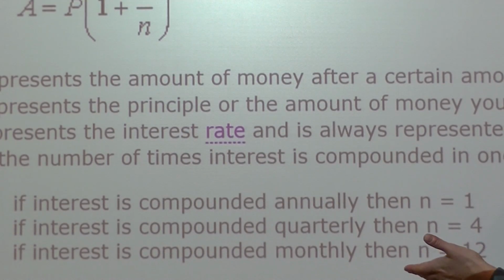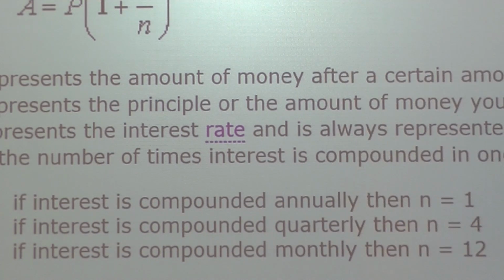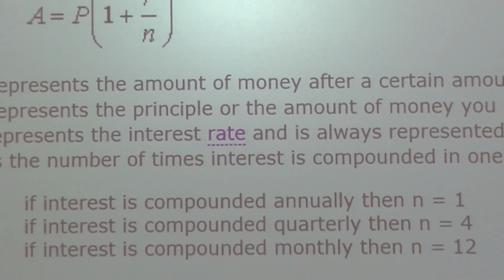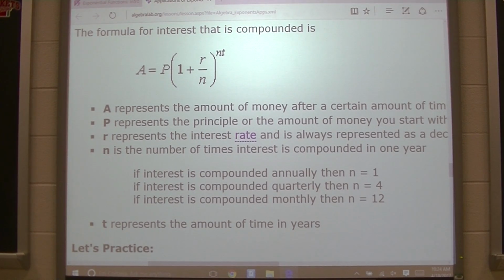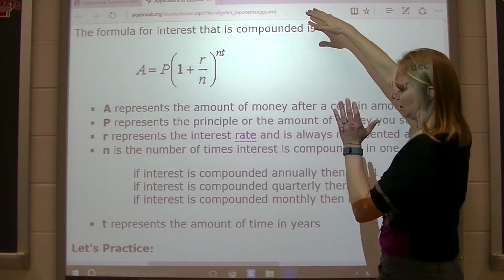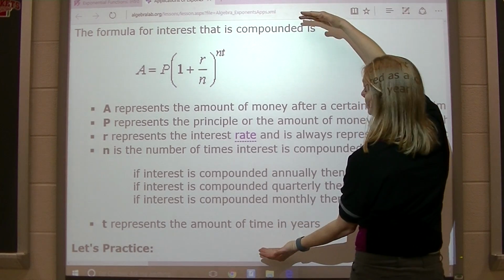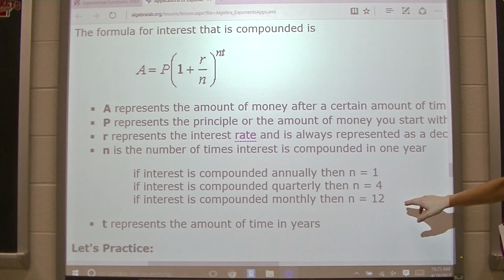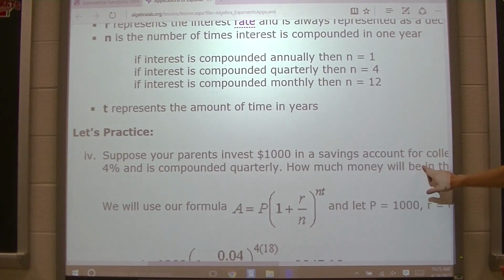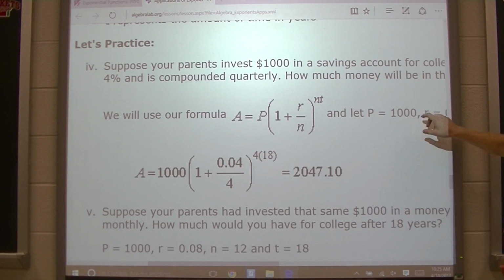All of this right here, I probably need to zoom back out, but all of that needs to be written down. So the formula for the interest that is compounded is this, and t represents the amount of time in years. All of that needs to be copied down. So pause it if you need to and copy it, because then we're going to practice it as well. And we'll do that in the next video.